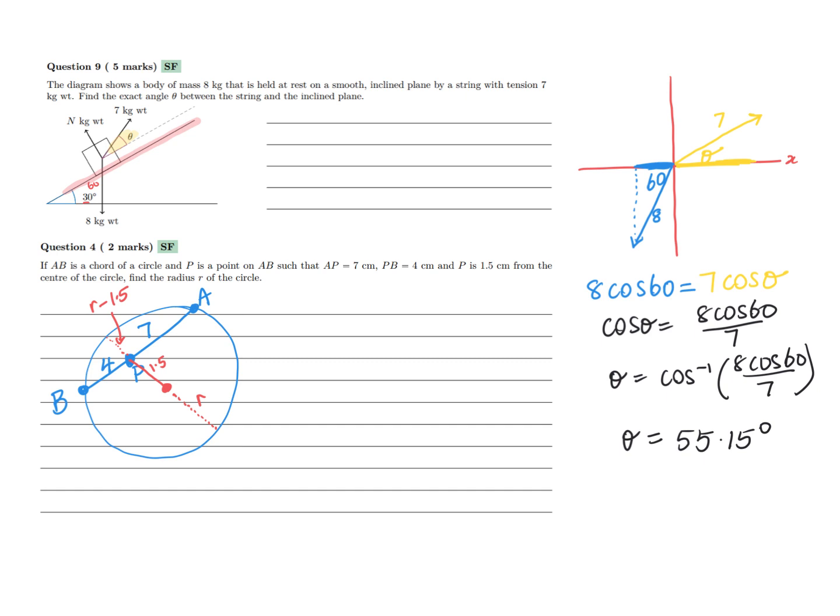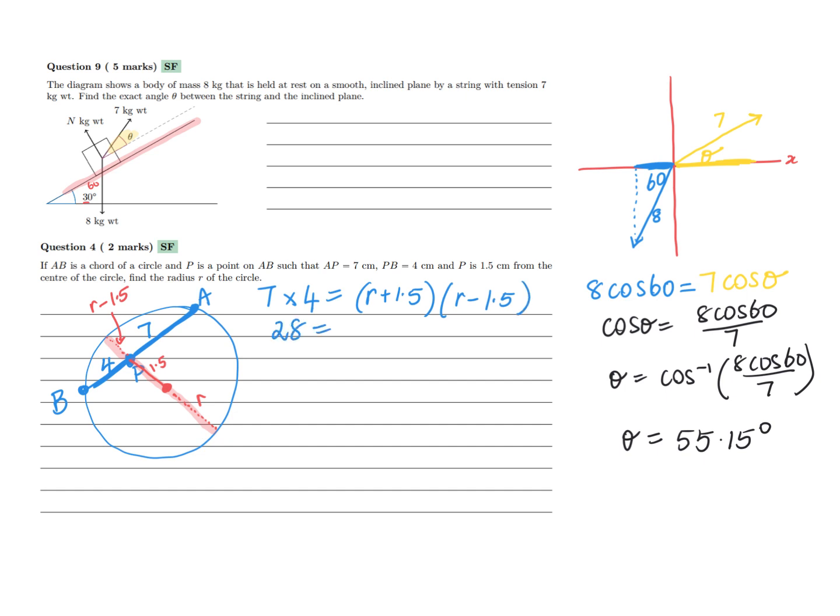Can you see here that I've got an intersecting chords question? So what is it? We've got this distance here times this distance here. 7 times 4 is equal to this distance here times this one here. So that's going to equal r plus 1.5 lots of r minus 1.5. And I've just got an equation to solve here.